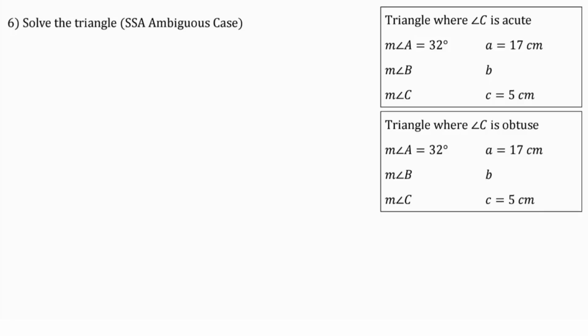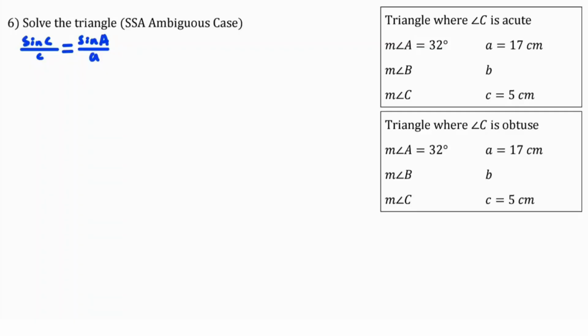Here we're given both A's and side C. So we're going to solve for angle C first. We can have a triangle with angle C being an acute angle and a triangle with angle C being an obtuse angle. Pause the video if you want to solve this on your own. Alright, so let's solve the acute triangle first.